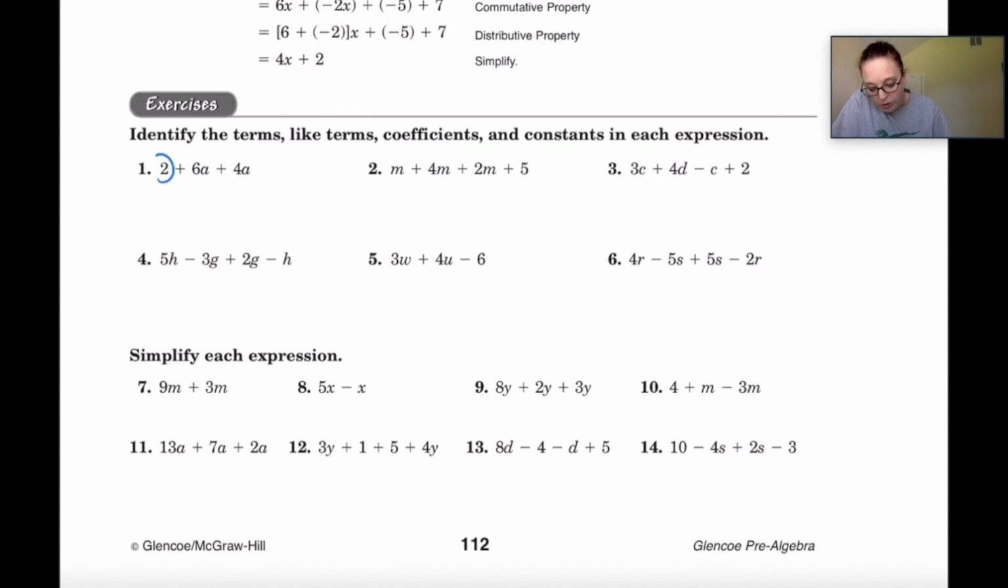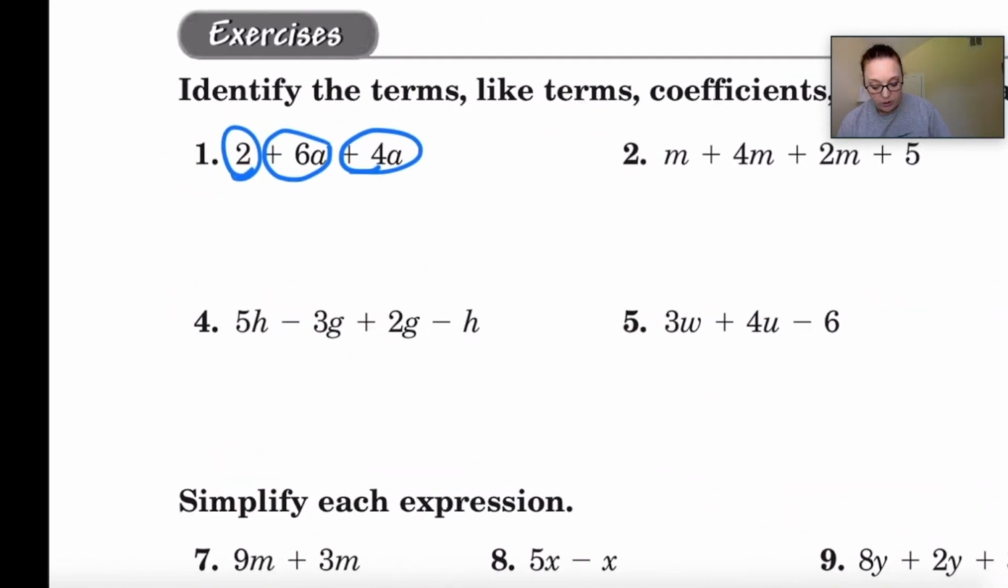So 2 is a term, 6a is a term, and notice that there's a plus sign in front of it, so that plus sign goes with the 6a, and then 4a is also a term. So there are 3 terms. Let me zoom in. I'm going to write terms, colon, and my terms are 2, positive 6a, and then positive 4a.